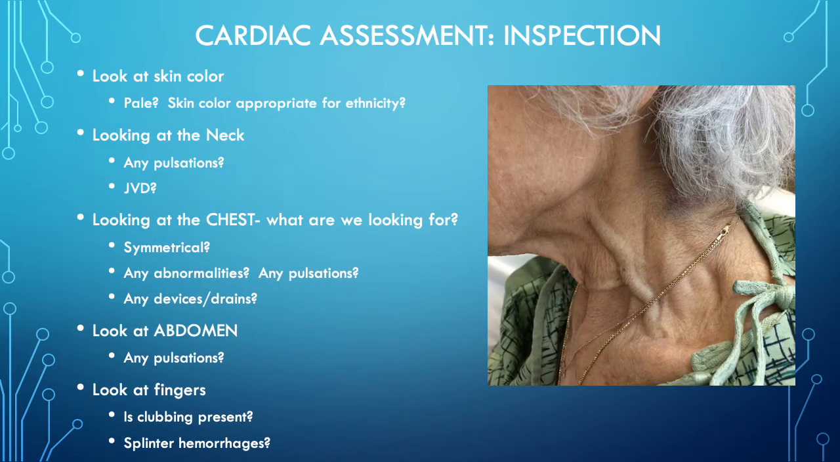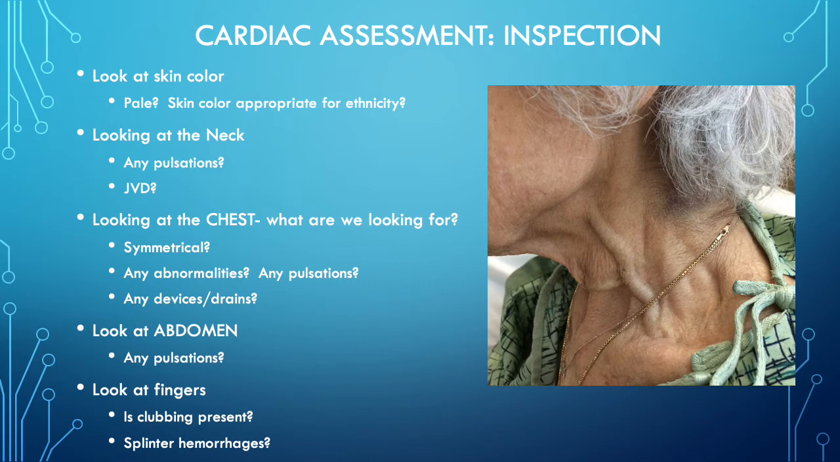We're also going to do a very good inspection. We're going to look at the skin color. Is it pale? Is it appropriate for their ethnicity? We want to look at the neck. Is there any pulsations, any JVD? And that's that jugular venous distension, or that backup of fluid from the heart into the neck. Again, that's why it's so important to know your blood flow. What happens when blood doesn't flow forward? It flows backwards. And hopefully your blood is not flowing backwards right now after learning all of this.